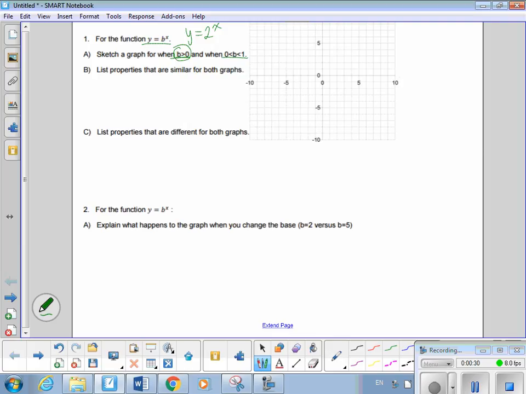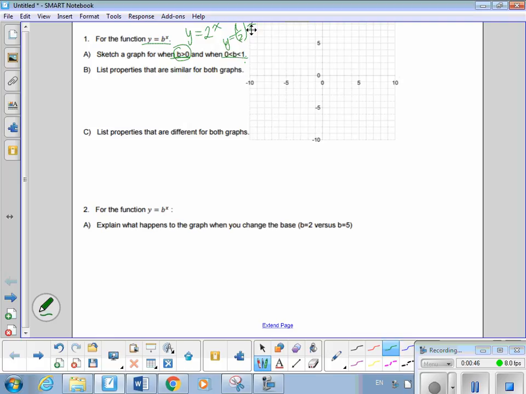Okay, and then if I want something between 0 and 1, then I could choose like y equals 1/2 to the power of x. Okay, so that's what I would do with something like that. I would literally give an example, and then I would graph it.